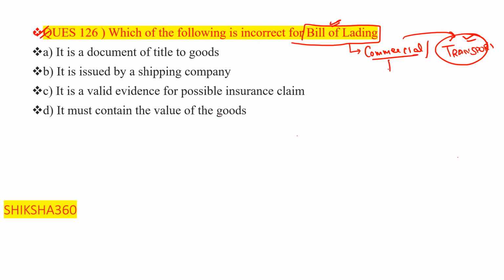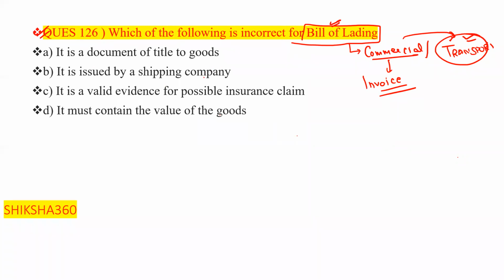Yes, invoice is the commercial document. Clear. Invoice is the commercial document and bill of lading is a transport document. Clear. So now let's discuss here. The first option is that it is a document of title to goods. Clear.